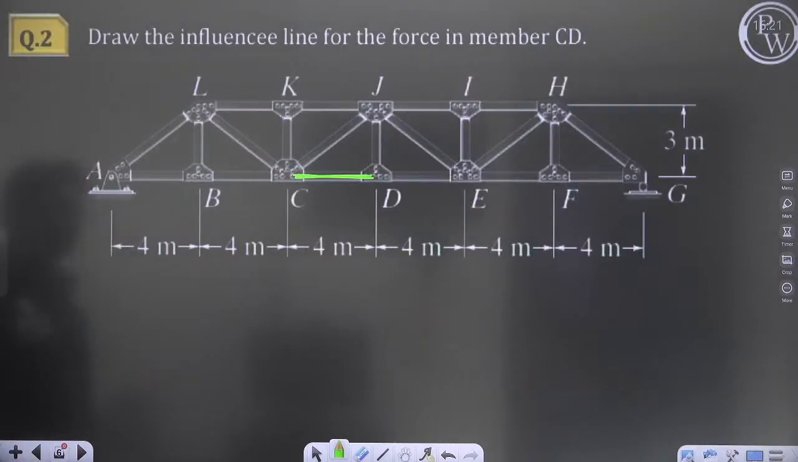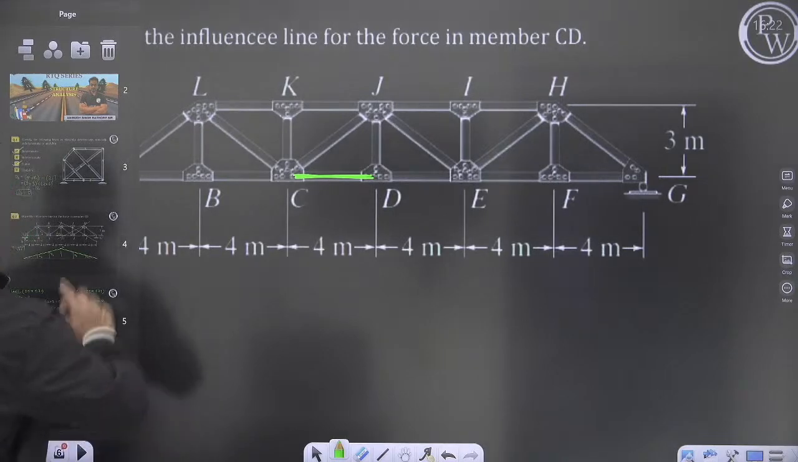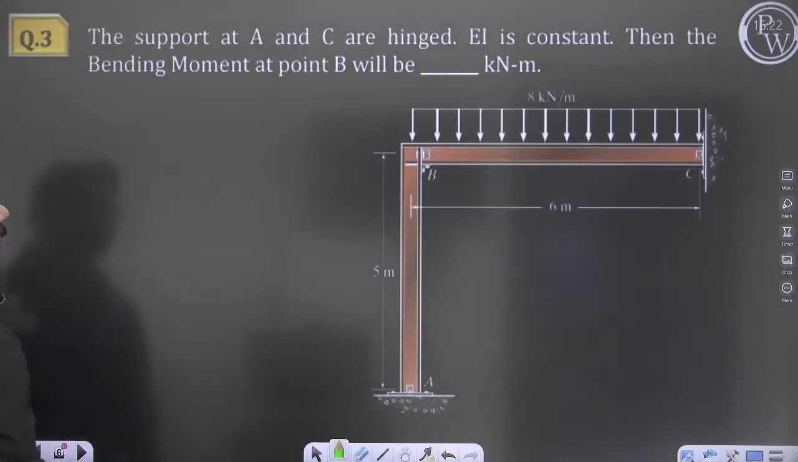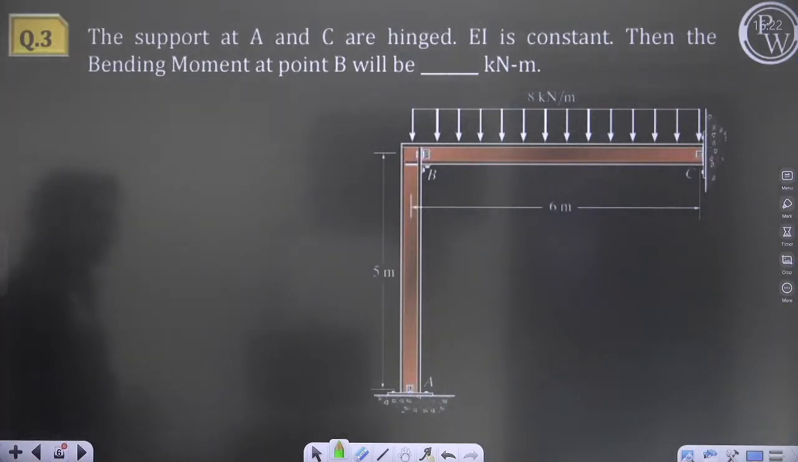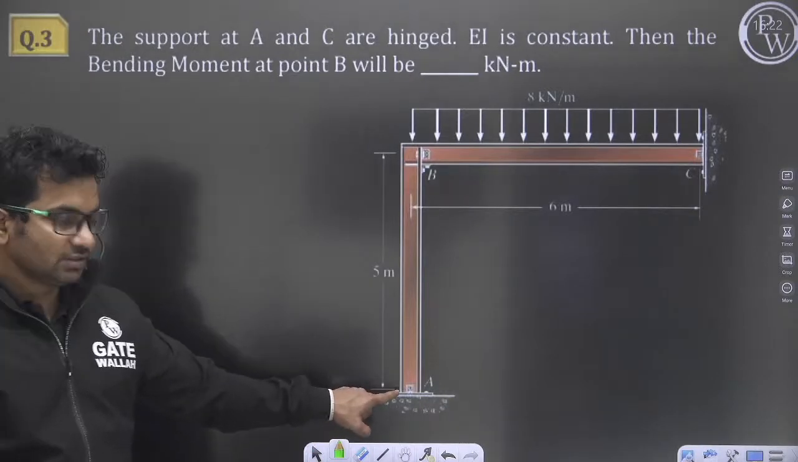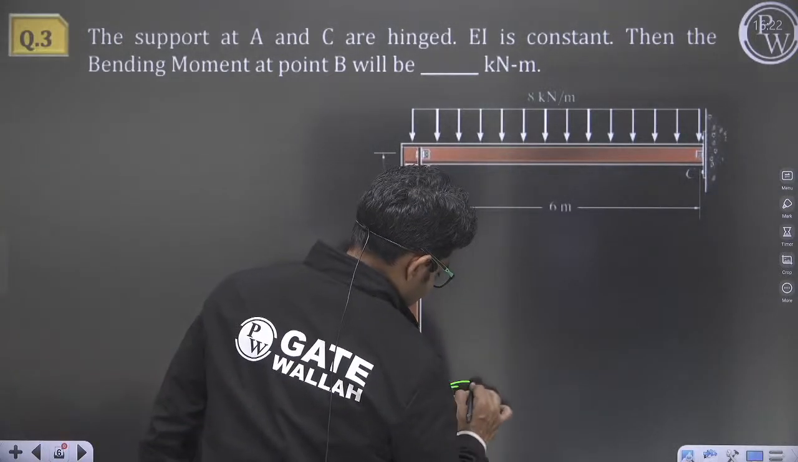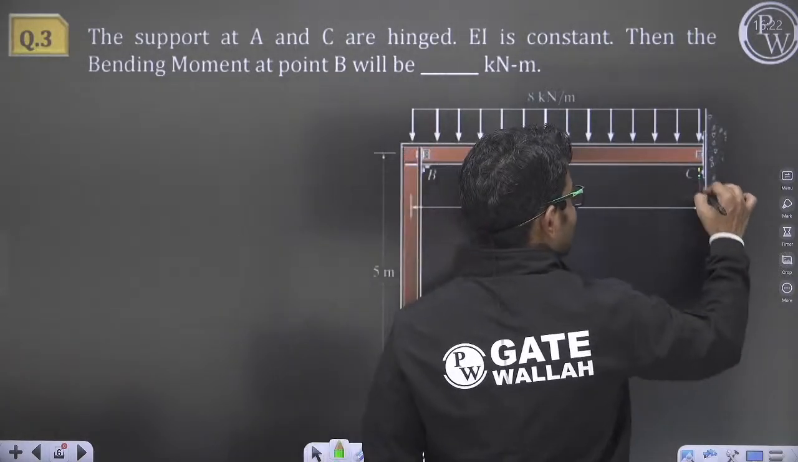Let's move on to question number 3. Try this question. So this support is hinged. Joint A, this is hinged. This support is also hinged.